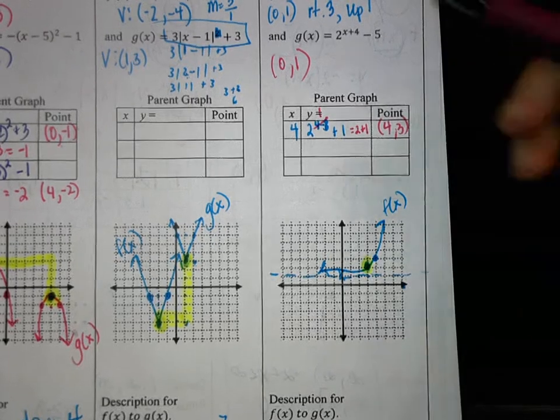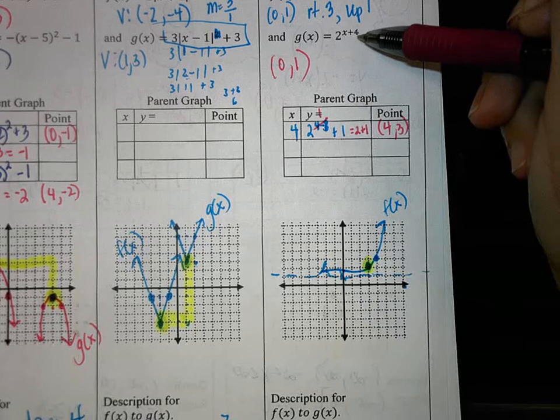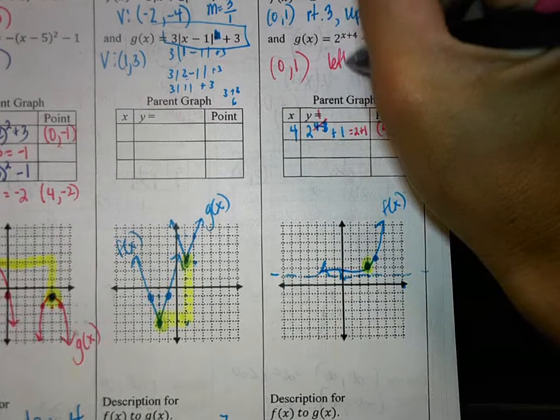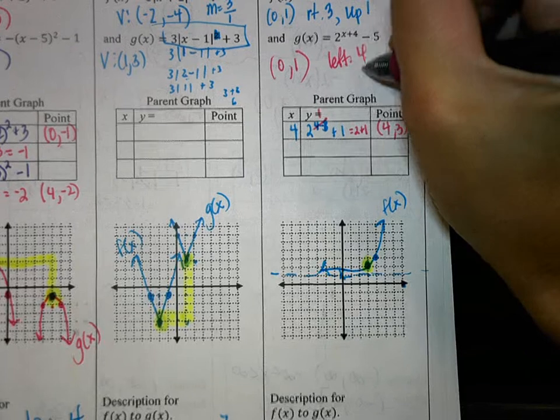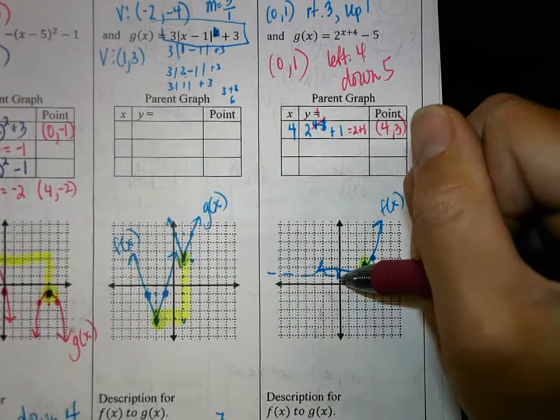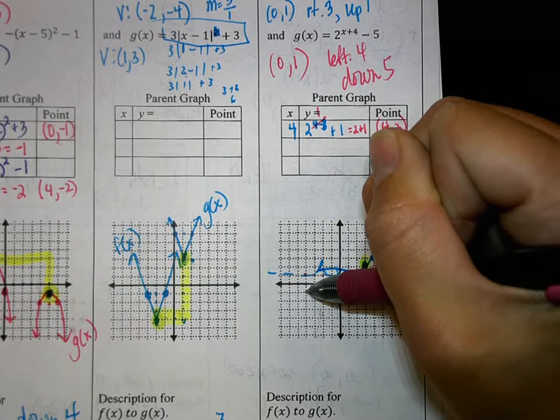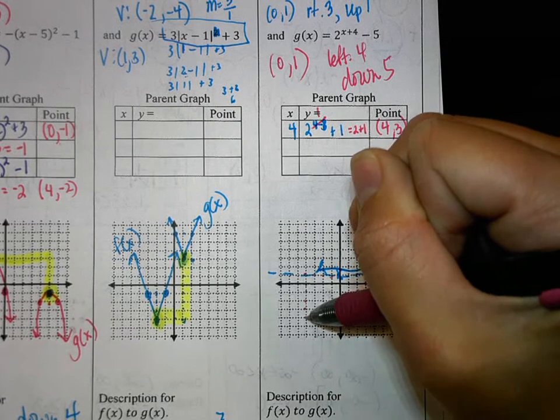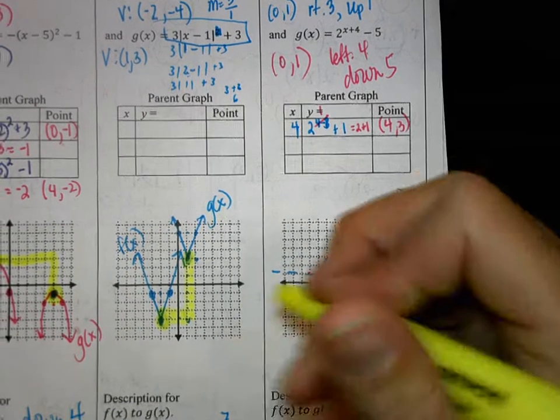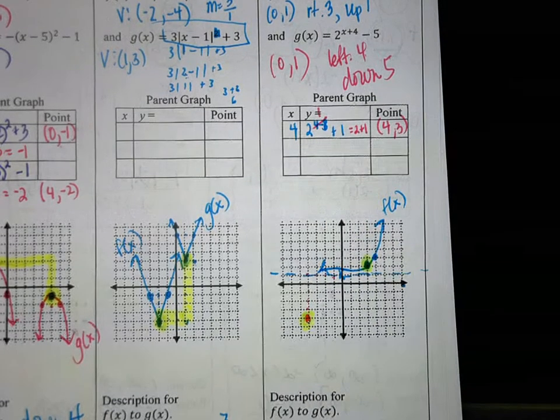So if my starting point is at 0, 1, which way am I going to translate my graph after that? Left 4, down 5. Okay, so 0, 1, left 1, 2, 3, 4, down 1, 2, 3, 4, 5. And I'm going to highlight that. What happened with my asymptote? Where is it going to go?